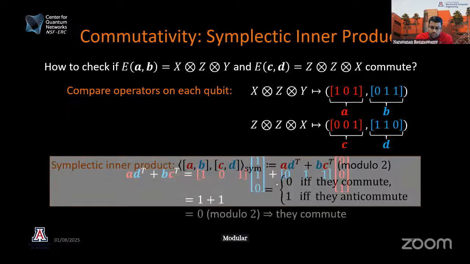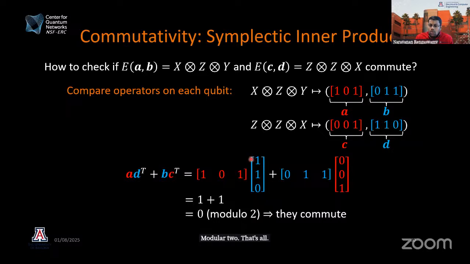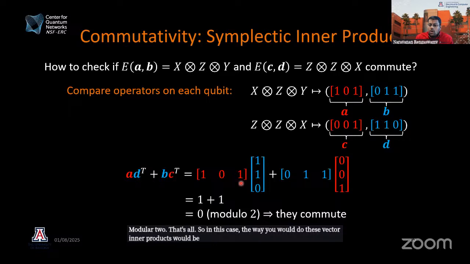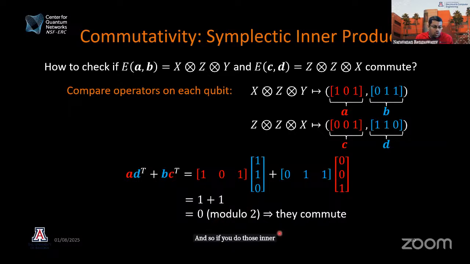That's all. So in this case, the way you would do these vector inner products would be like this. So you take the inner product of A with D and B with C. And so if you do those inner products and sum them modulo 2, you get 0. And so you concur that these two operators indeed commute.